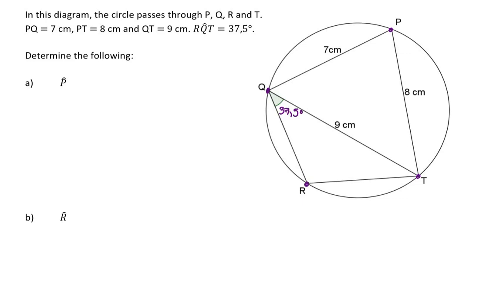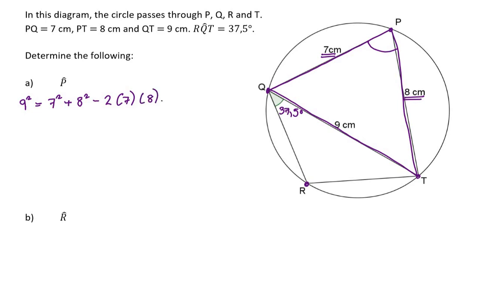First question says, determine the following. Angle P. So angle P is in a triangle, and it is in a triangle where you know all three sides. And if you know all three sides of a triangle, that's a classic cos rule. Now, notice that the angle is between 7 and 8 centimeters. So I'm going to say that 9 squared is equal to 7 squared plus 8 squared minus 2 times 7 times 8 times cos of the angle in between 7 and 8, which is P.